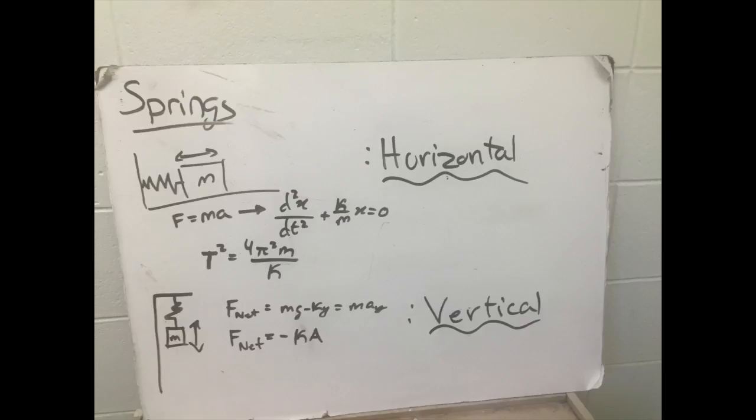So with that, we get mg minus ky, y being the displacement in the y direction, equals m times the acceleration in the y direction. And we get that F net equals negative k a, by solving for y at the equilibrium. y at the equilibrium would be mg over k because the acceleration would be 0. And by plugging that in, you'll find that it's negative k a, F net.